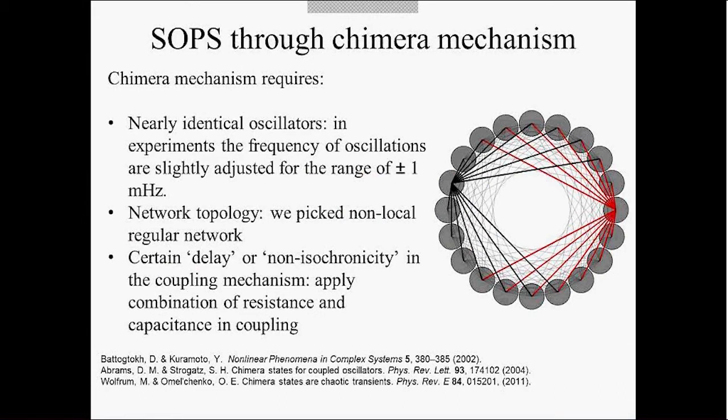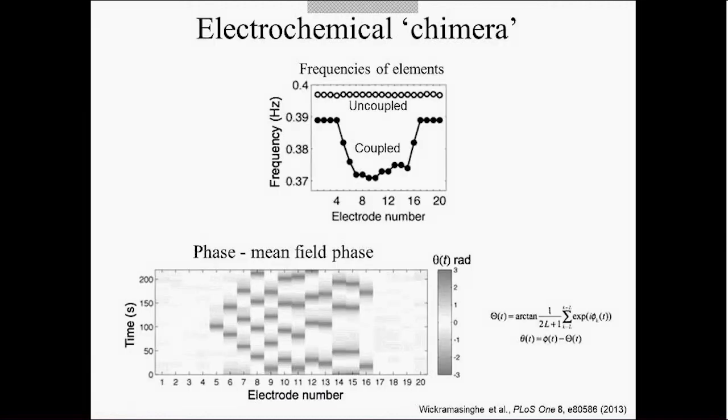This chimera mechanism requires nearly identical oscillators such that the frequencies of the elements are within 1 millihertz of each other, and there needs to be a large local coupling as well. As you can see in the figure, each element is connected to 7 elements on each side of its position. And then there also needs to be a sufficient delay or non-isosynchronicity in the system through the coupling in order to observe the chimera state.